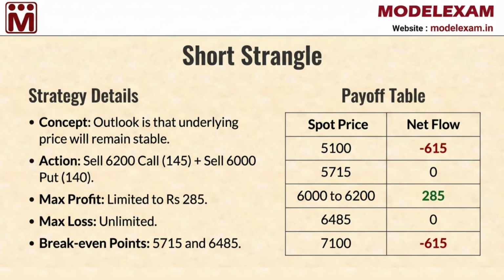Following that logic, a short strangle involves selling those same out-of-the-money options. Your outlook here is that the underlying price will stay within a stable range. By selling a 6,200 call and a 6,000 put, you earn a maximum profit of 285 if the price stays between those two strikes. However, just like the short straddle, your potential loss is unlimited if the market rallies or crashes beyond the break-even points of 5,715 and 6,485. It is a way to collect income, but with significant risk if volatility increases.